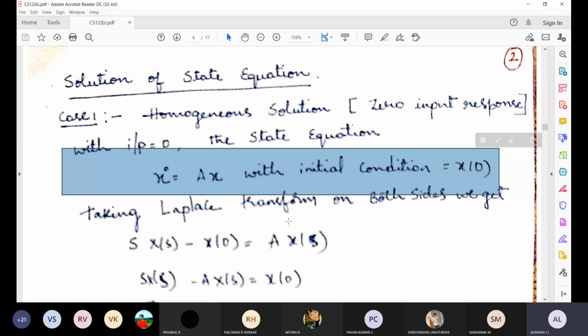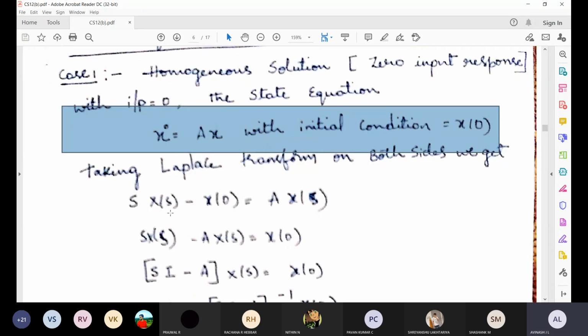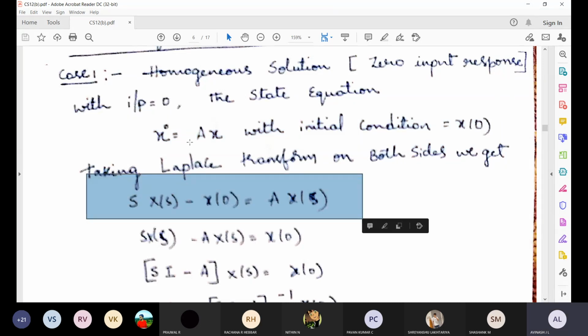Now taking the Laplace transform on both sides, we get s into X of s minus x of 0 equal to A into X of s. For the differentiation of x, the Laplace transform is s into X of s minus x of 0, which equals A into X of s. So take the X of s terms to one side, that is s into X of s minus A into X of s equals x of 0.